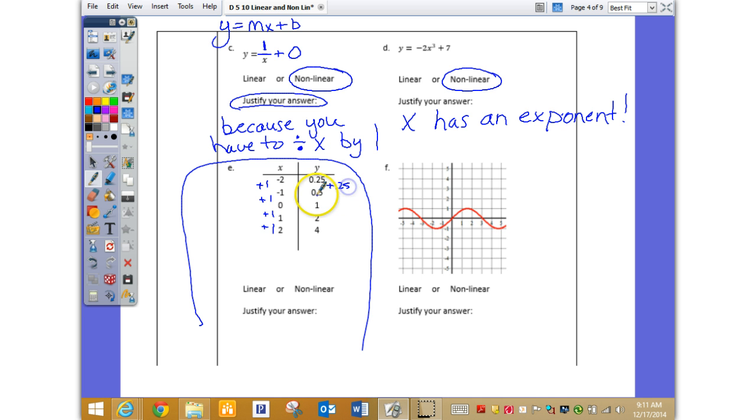0.25. So 50 plus 0.25, is that 1? No, because here I added 0.5, maybe like 1, here I added 1, here I added 2. So does that have a pattern on that side? So no, that is nonlinear because they didn't do the same thing. The ratio of the inputs to outputs is not the same.